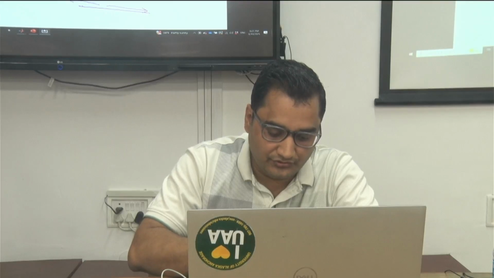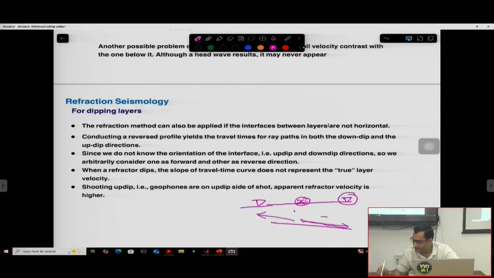Okay, so now when you do your shooting in the down dip direction, it is known as shooting down dip. When you have a receiver along the up dip direction, then it is called shooting up dip.